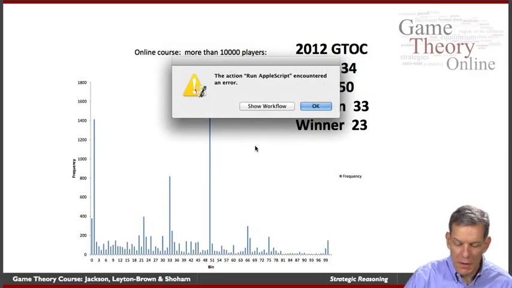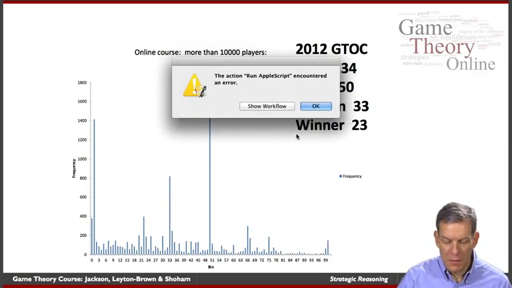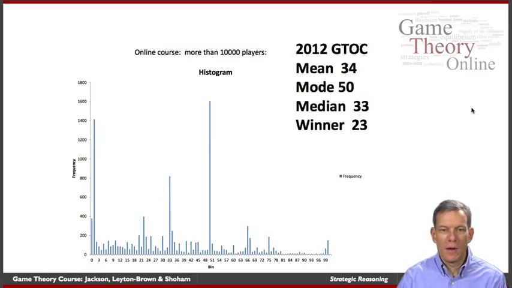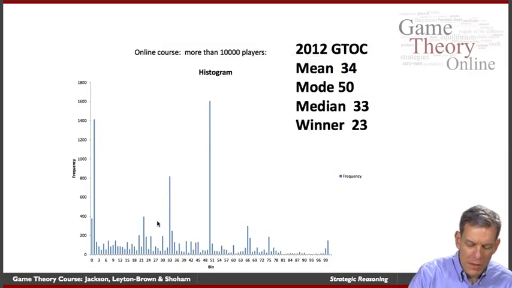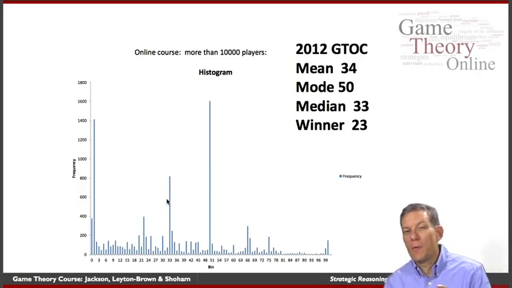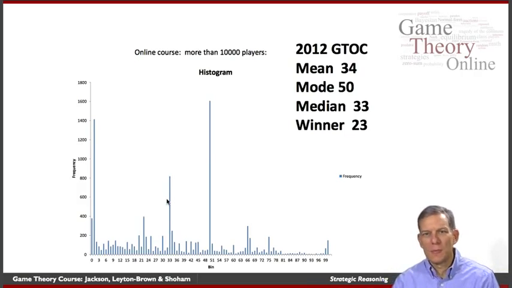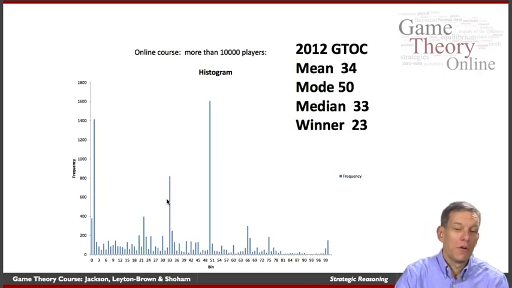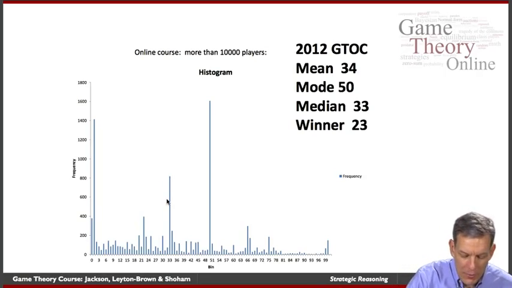If we keep going and looking at this, what do we see? Then we see another spike at 2/3 of 33. So some people said, okay, well, maybe a bunch of people are going to think that the average is going to be 50. They're going to name 33. I'm going to go one better than that. I'm going to name something around 22, 23.